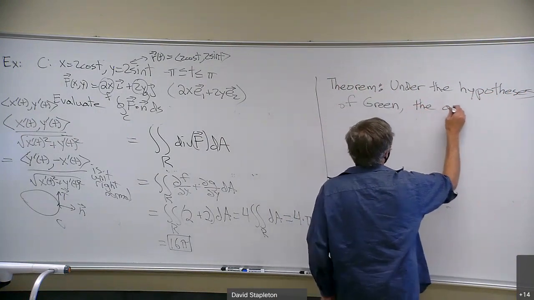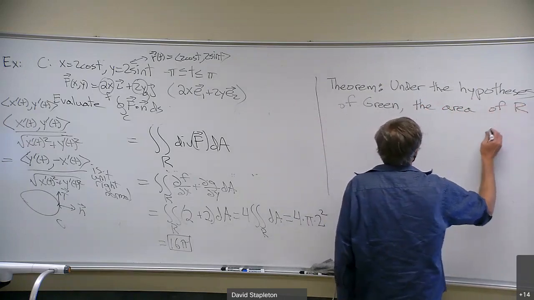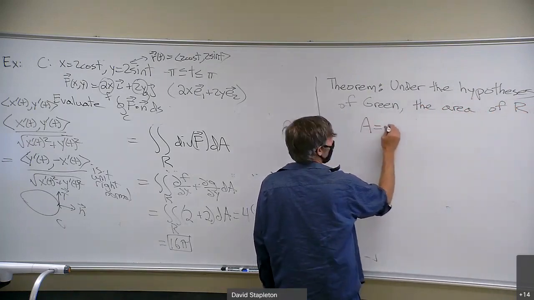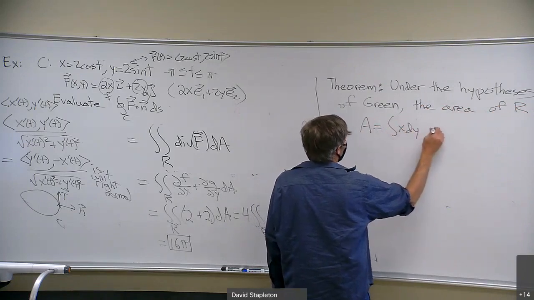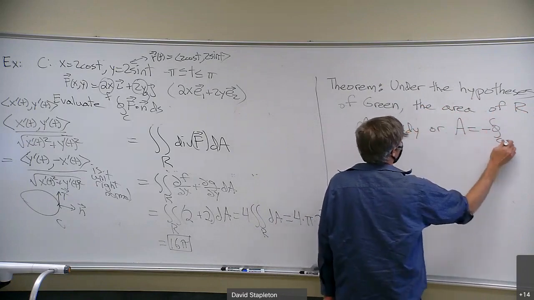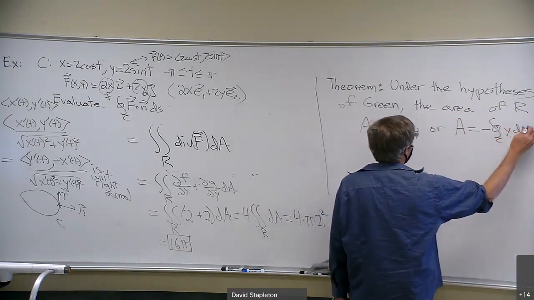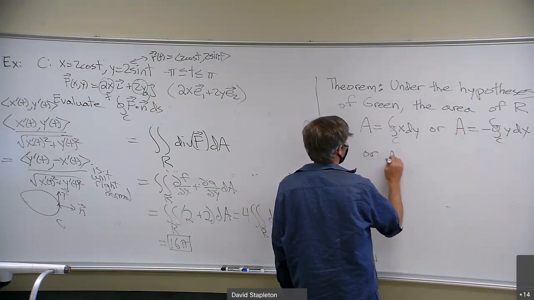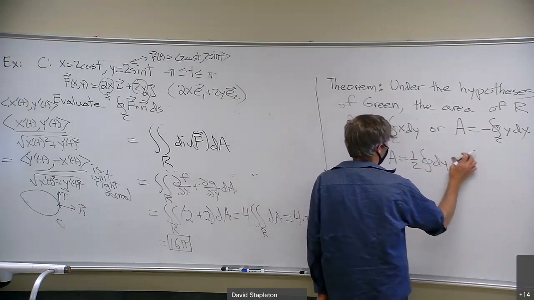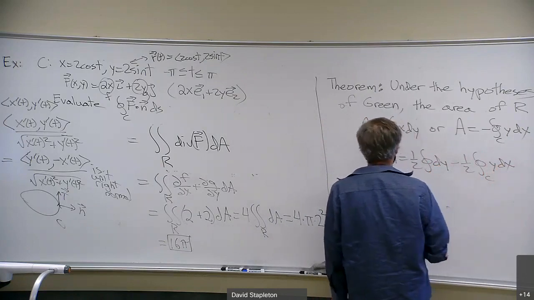The area enclosed can be evaluated as A equals the integral of x dy, or, going counterclockwise, A equals minus the integral of y dx, or some linear combination of the two. A is 1/2 this one plus 1/2 the other one. Lots of other things.